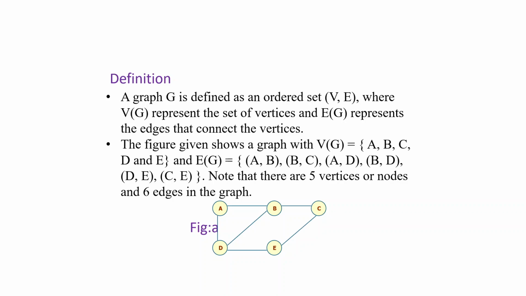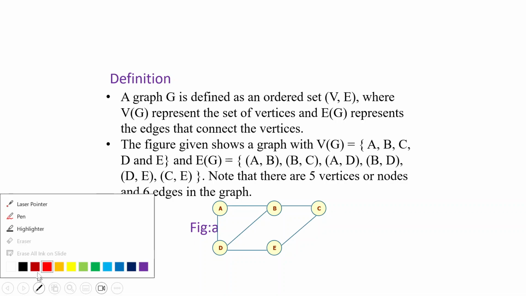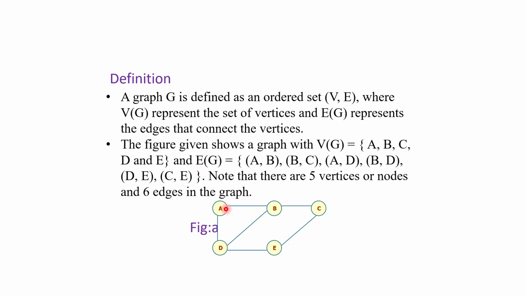A simple example: you can see here A, B, C, D, E. These are called vertices, so V of G is equal to {A, B, C, D, E}. And then the edges, E of G, the edges of the graph. Between A and B, we have one edge, so (A, B). Between B and C, we have one edge, so (B, C). Likewise, (A, D), (B, D), (D, E) and (C, E).